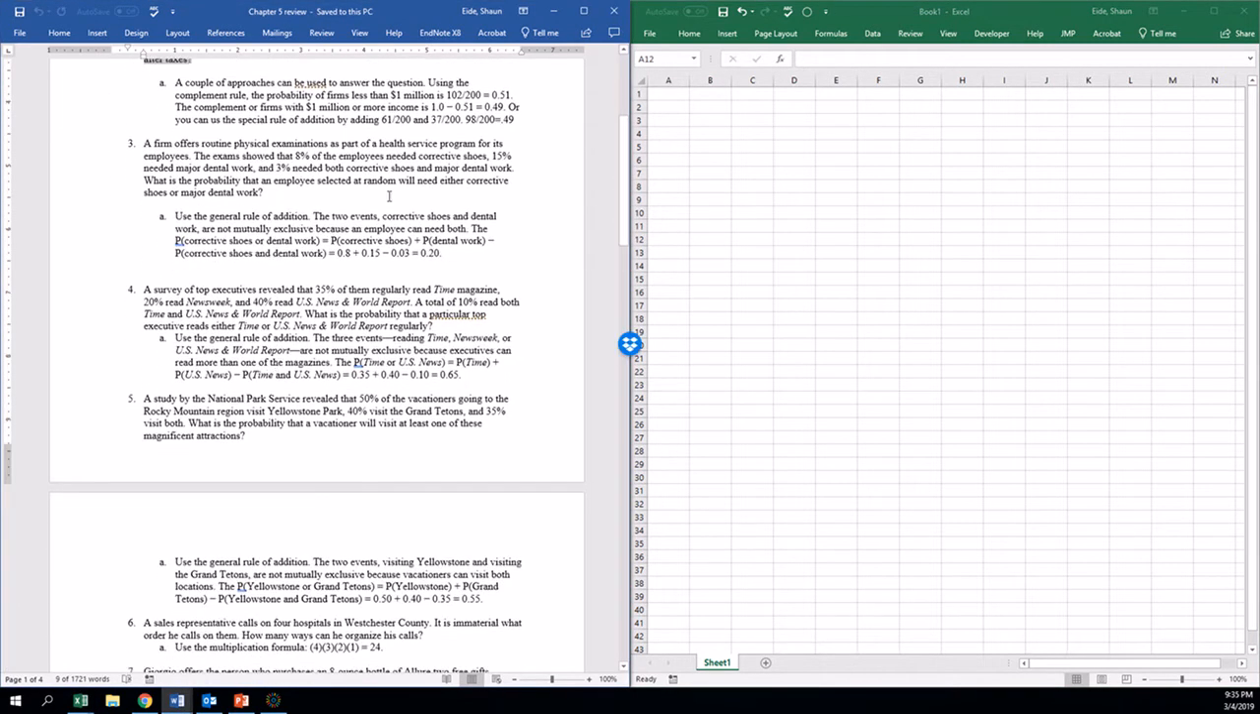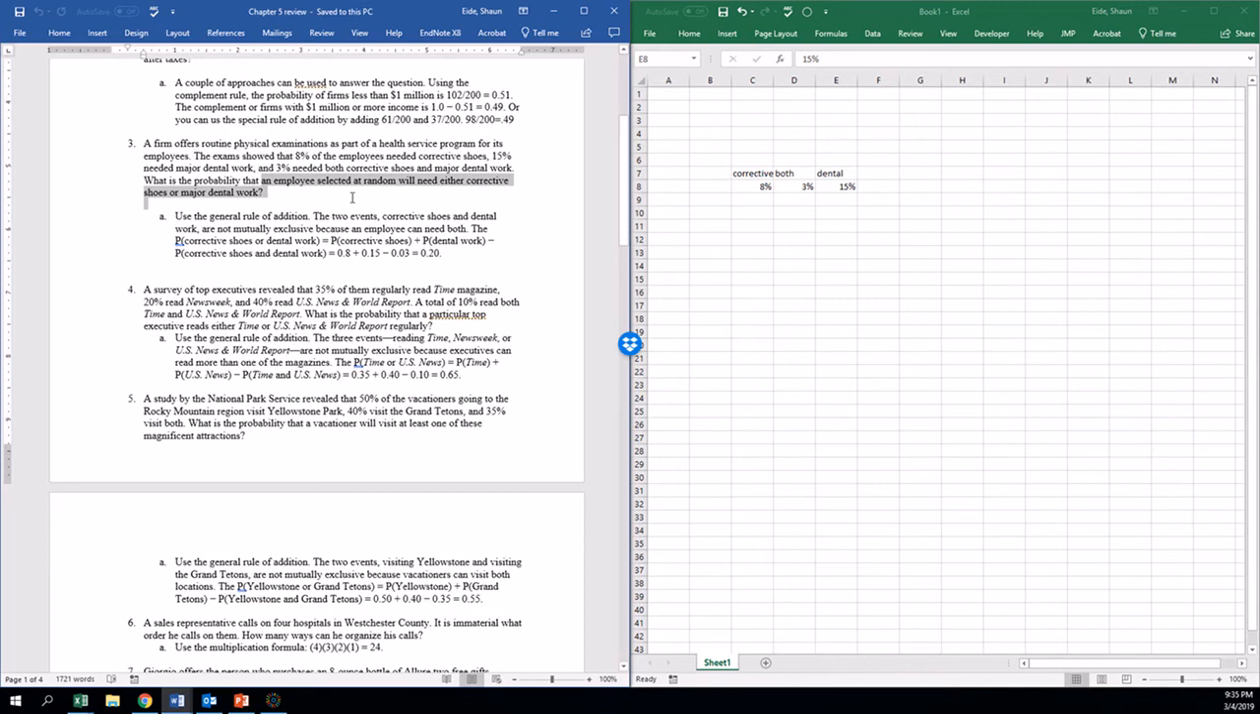Next, a firm offers routine physical examinations as part of a health service program for its employees. The exam shows that 8% of the employees need corrective shoes, 15% need major dental work, and 3% need corrective shoes and major dental work. Okay, so let's look at this. 8% need corrective shoes. 15% are dental, and then we also have both. So the individuals who need corrective shoes is 8%, 15% need dental work, and then 3% need both.